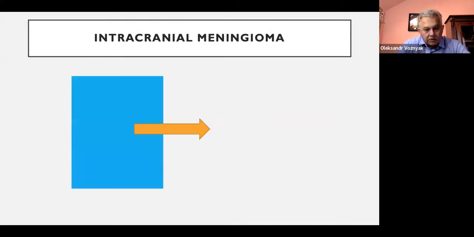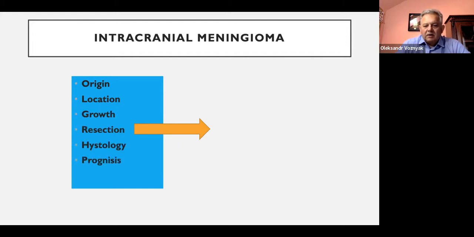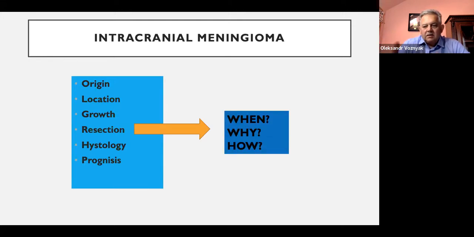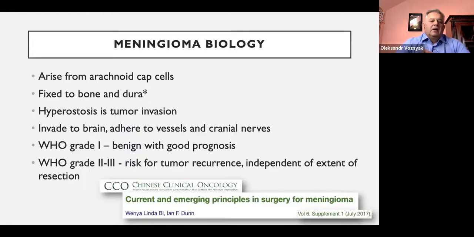Today we will talk a little bit about the origin of the tumor, the location, classification, and specifics of growth. I will focus on the resection of the tumor, histopathology, and prognosis. We will discuss when it is worth operating on this tumor, why it must be operated on now, and how we will do it. First of all, a few words about meningioma biology.